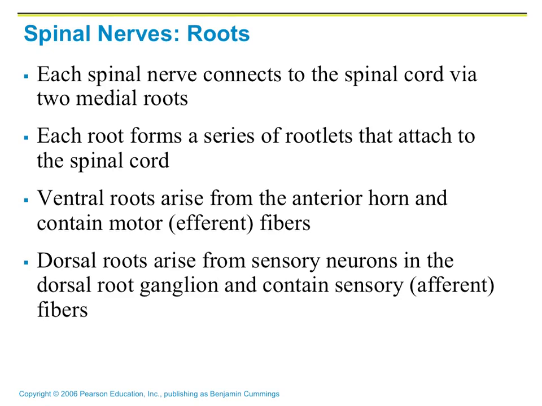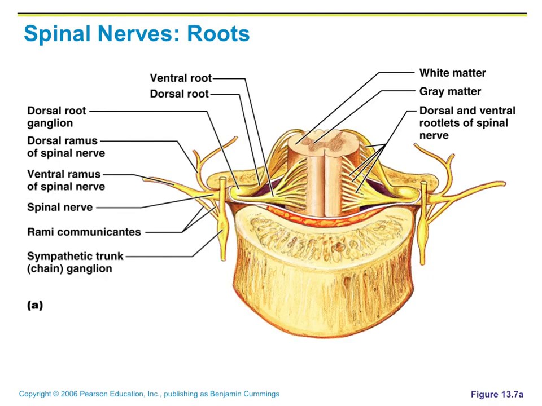So the spinal nerve is connected to the spinal cord through the medial root. The medial root is made from the dorsal root and the ventral root. The ventral root is from the anterior horn and the dorsal root from the posterior horn. The ventral root is pure motor neuron fibers, and the dorsal root is pure sensory neuron fibers.